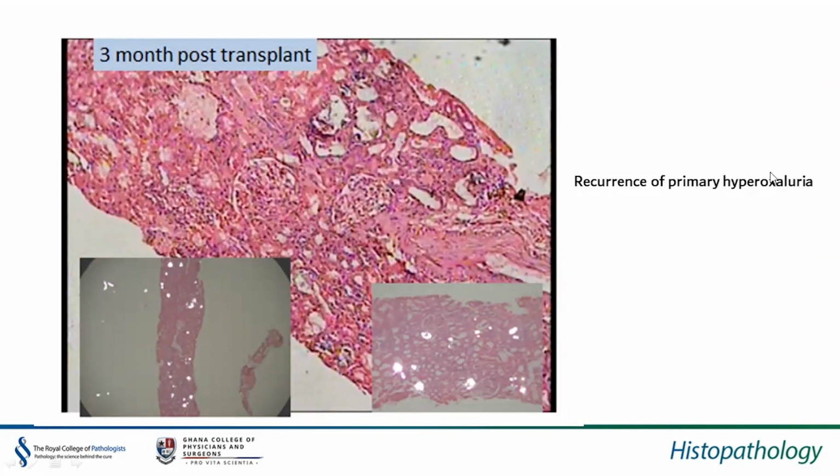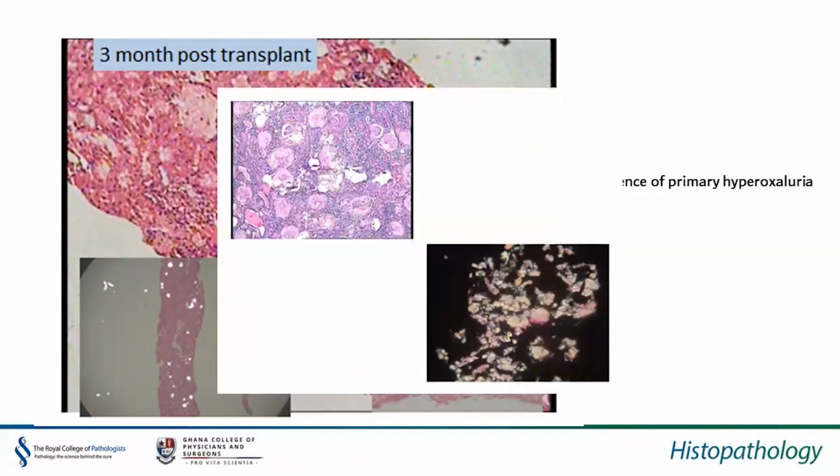This is a 3-month post-transplant biopsy from a patient who had recurrence of primary hyperoxaluria. The diagnosis had been missed in the earlier biopsy and the earlier nephrectomy. And look at these crystals, polarizable crystals. Such patients require simultaneous liver and kidney transplant, not just kidney transplant.